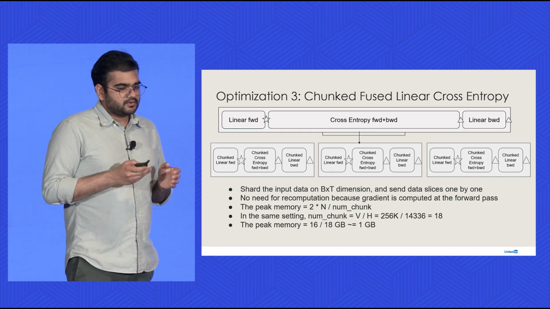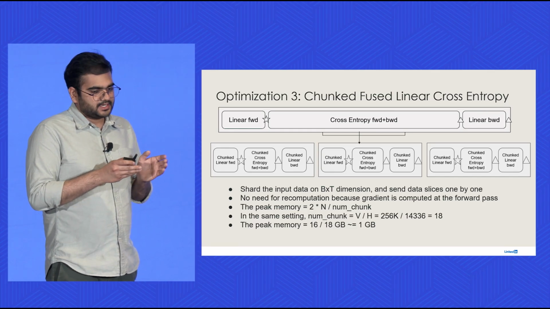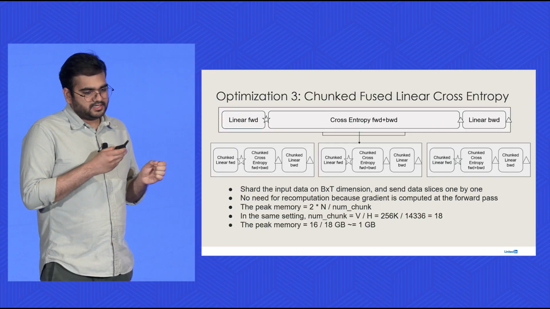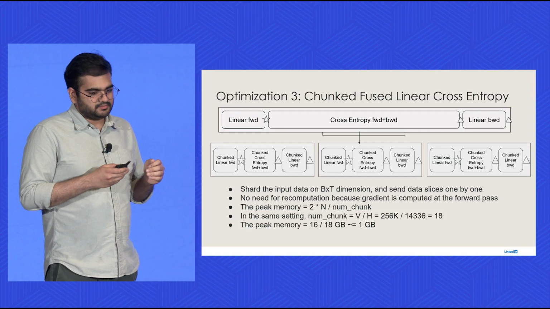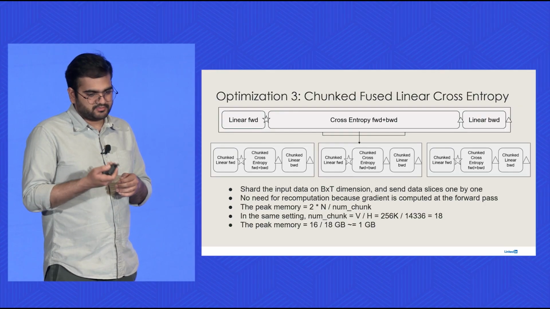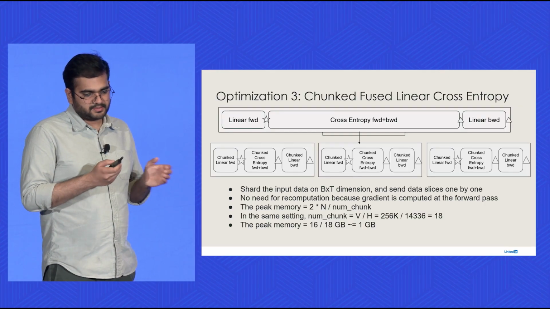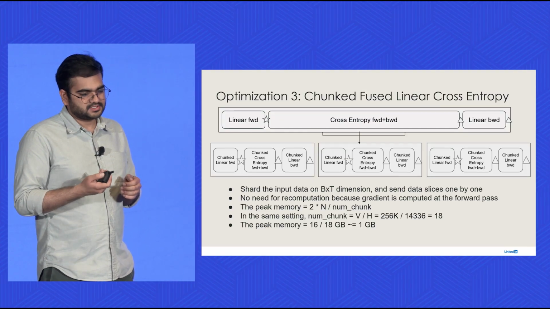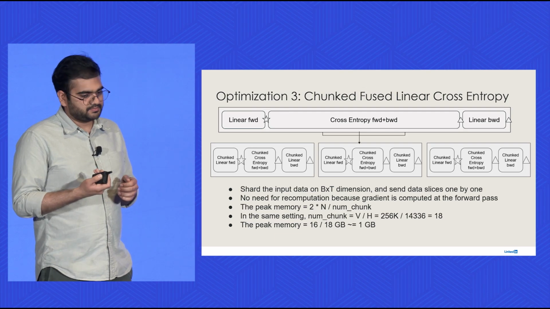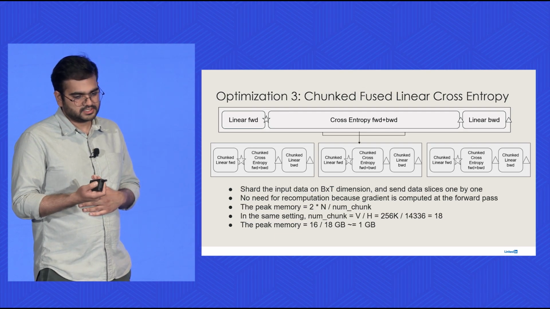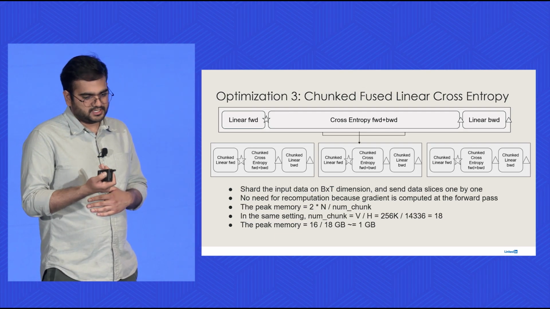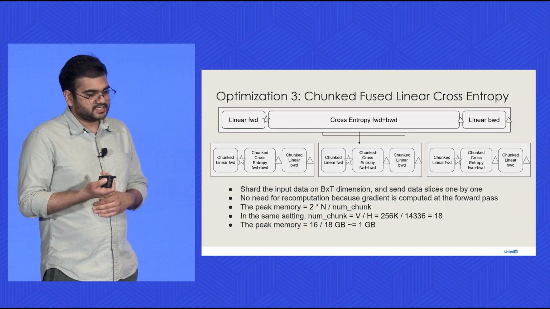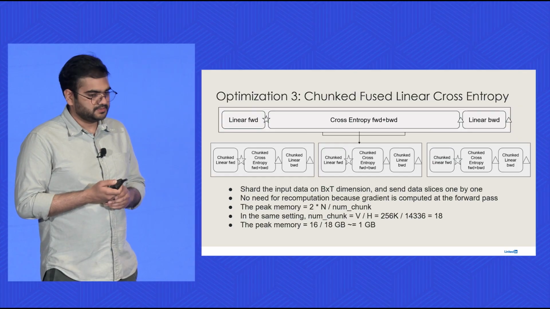So now we shard the input data on the B cross T dimension and send data slices one by one. We don't need to do any sort of recomputation because the gradient is computed at the forward pass that we already did when we fused the forward and the backward kernels. In this case, the peak memory has now reduced to 2n divided by the number of chunks, and we have a simple formula for the number of chunks, which is just V over H. If H is like 4K, then V over H comes down to 18. The peak memory in this case would simply reduce to something around 1 GB.